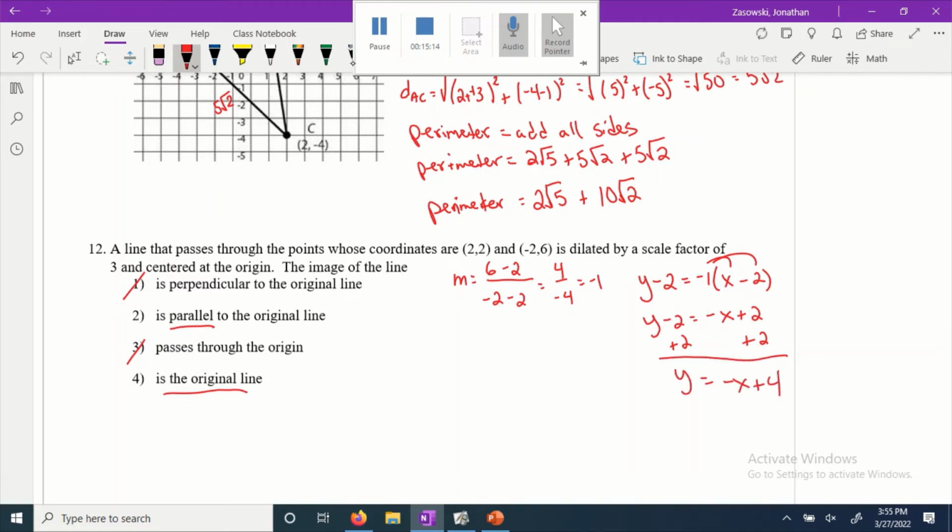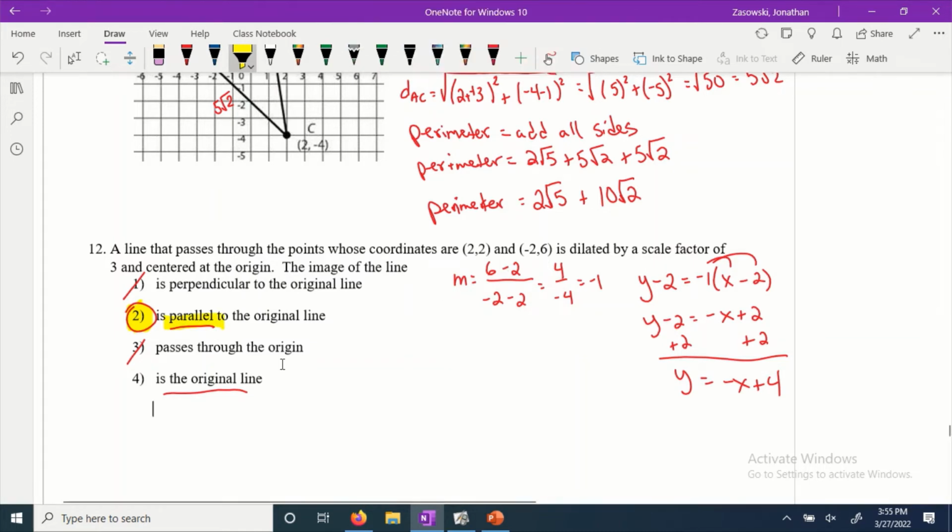So this line, the original line, y equals negative x plus 4, has a y-intercept of 4. So it's not going to be the original line because it doesn't pass through the center at the origin. So the answer is going to be choice 2, okay? And generally, it is going to be parallel to the original line. The only time it's the original line is when the center is on the line.